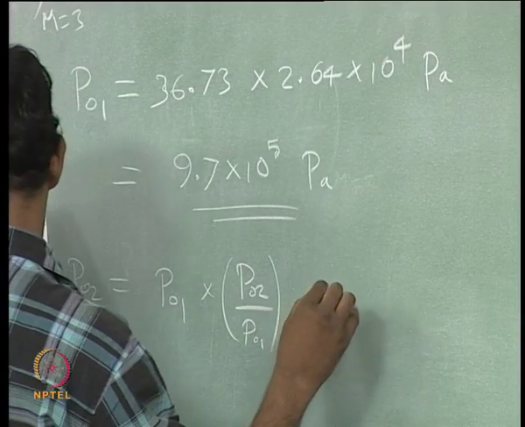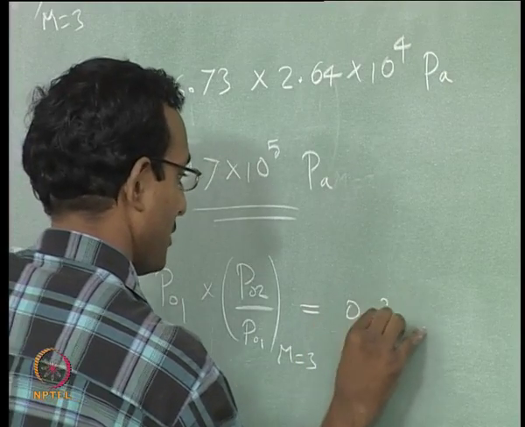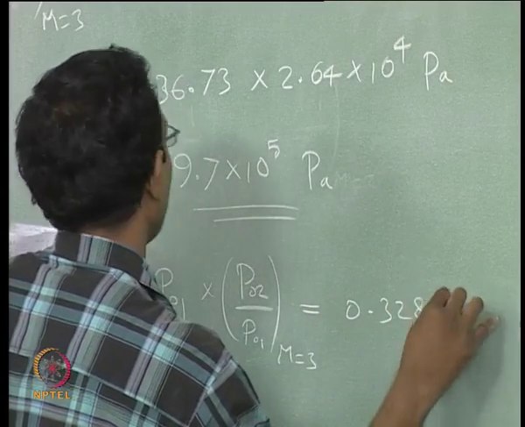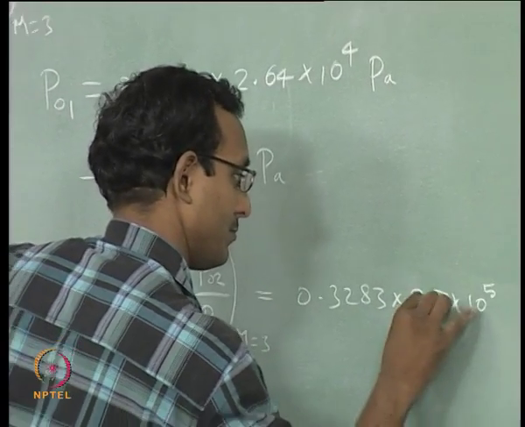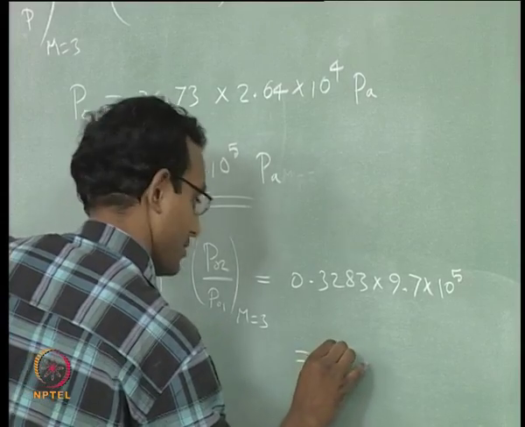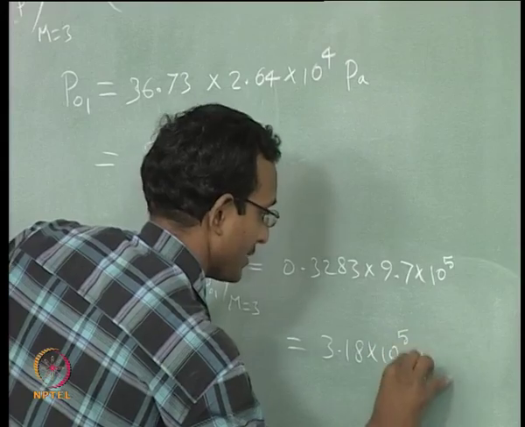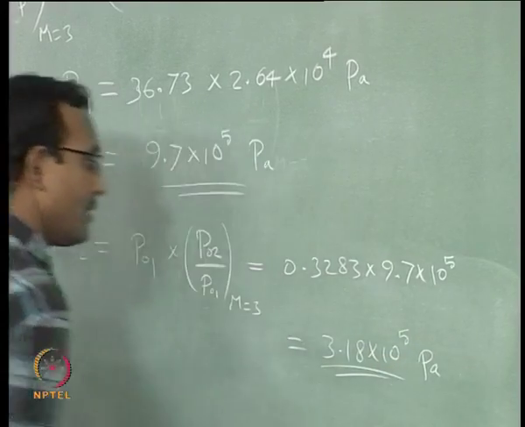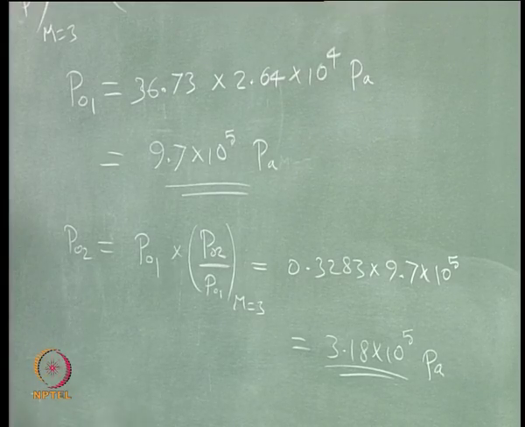So, that is 0.3283 multiplied by 9.7 into 10 power 5. The answer is 3.18 into 10 power 5 Pascals. This is the pressure experienced by the leading edge of my bullet.